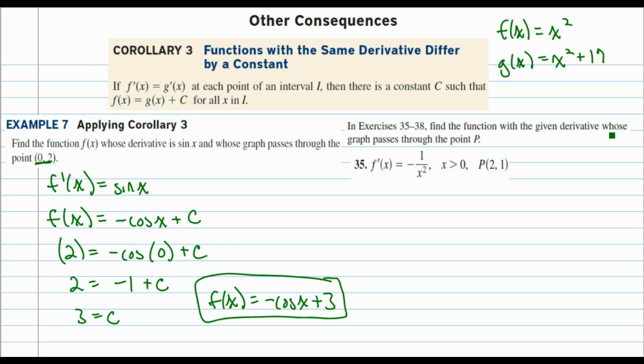Now try problem number 35, which says find the function with the given derivative whose graph passes through the point P. Okay, so the derivative, f prime, I'm going to rewrite this, and I'm going to say that that is negative x to the negative 2.